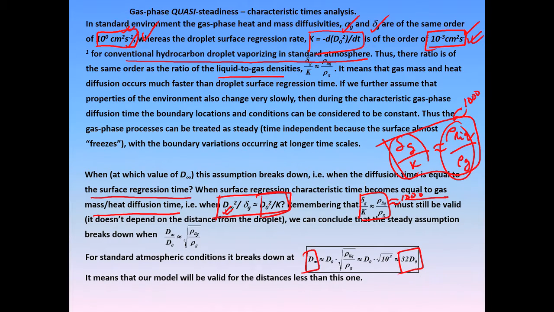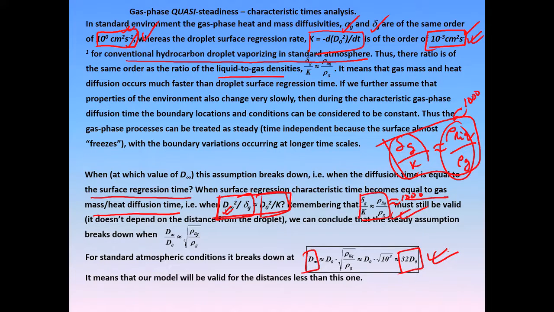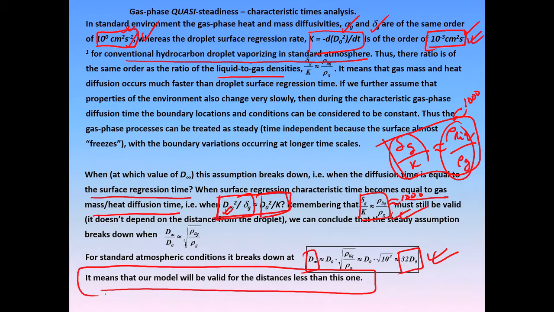Which makes sense, because this is basically the scale at which the droplet surface regresses. This is the scale at which the vapor will travel to that kind of a distance. This d infinity is basically a distance. So as long as the distance is small, comparable with the droplet diameter, this assumption is still valid, that means your quasi steadiness is valid. However, if the distance becomes very large, that means you are trying to check whether a point which is 32 diameters away from the droplet is quasi steady or not, then that particular assumption is not valid. Got it? So, that is roughly a rough figure, 32 diameters. That means our model will be valid for less than that.